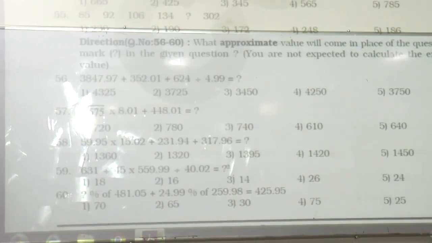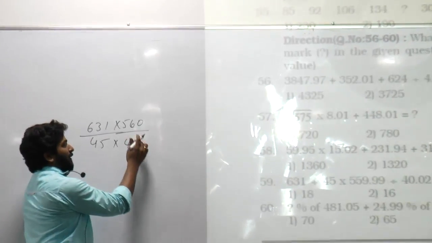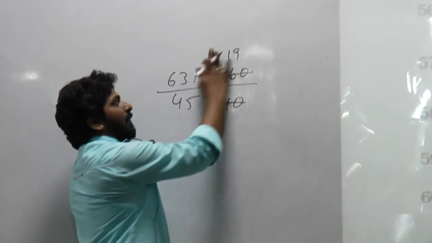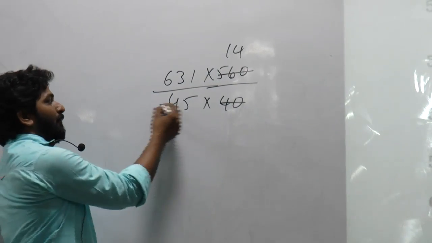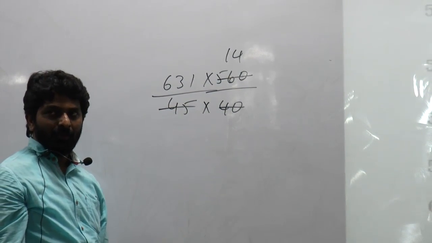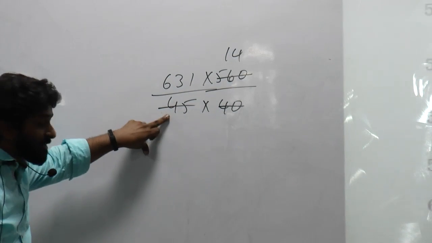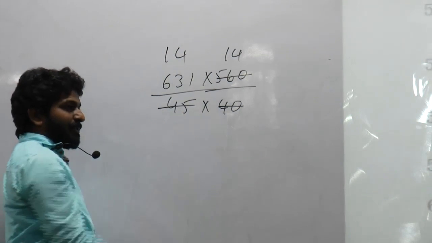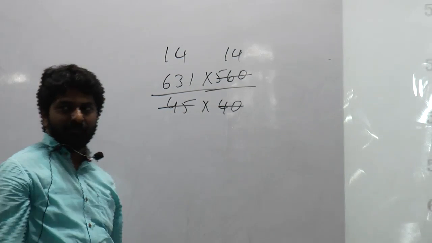Fifth option. 631 divided by 45 into 560 divided by 40. 0, 0 cancel. 4, 14. 45 10 times? 450. Apart from 450, how much you have? 180. Which is 4 times of 45, right? So that is 14 times. 14 square, 196. X is 14.